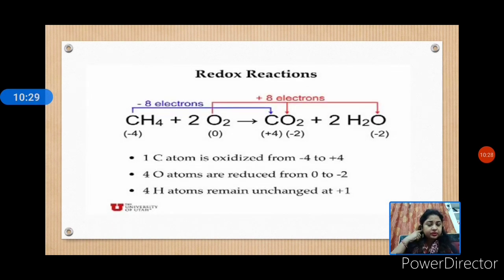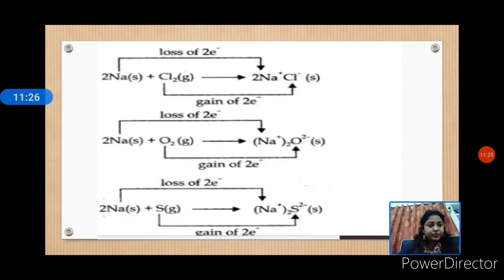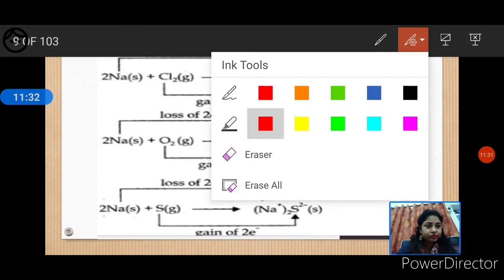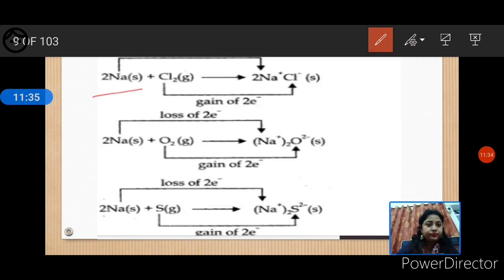One more example. Here also we can see how the electrons are being lost and how the electrons are being gained, just to show the oxidation and reduction. Examples to show loss and gain of electron. Here you can see one sodium is in the neutral state. It is becoming Na plus. Sodium is becoming sodium ion when it is in the form of compound. Though one molecule will be formed, only 1 electron will be lost.